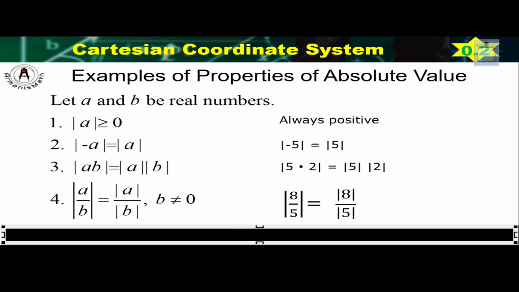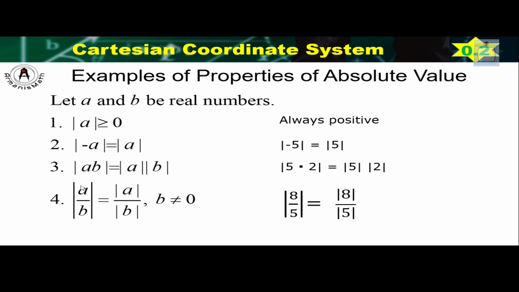What about division? Well, same thing. When you take the absolute value of a divided by b, that's going to be exactly the same as the absolute value of a divided by the absolute value of b. Obviously, b cannot be 0, since that would be undefined. So, for example, the absolute value of 8 over 5 equals the absolute value of 8, the numerator, divided by the absolute value of 5, the denominator. So that's another property of the absolute value.